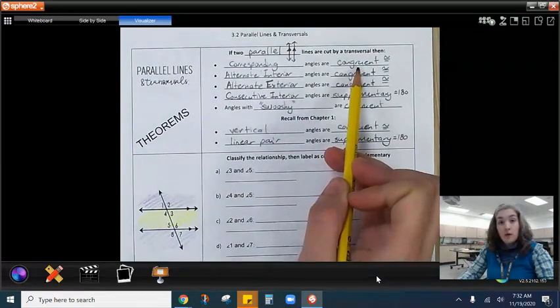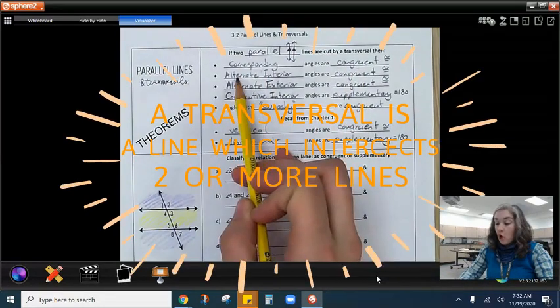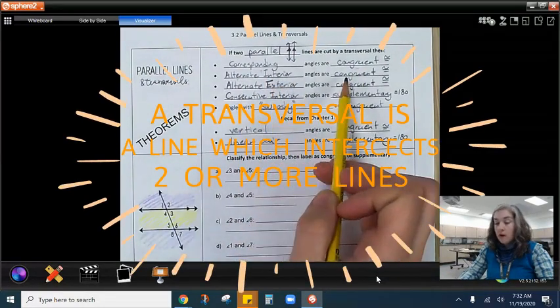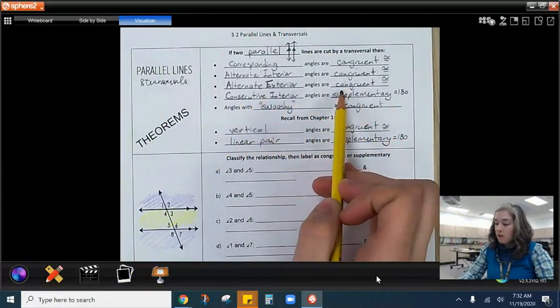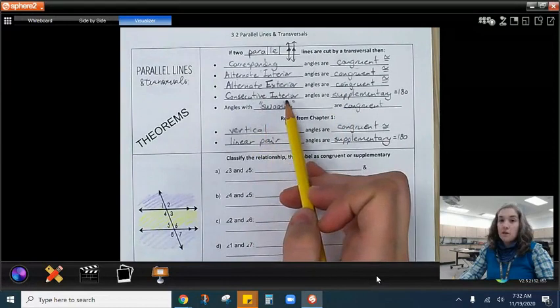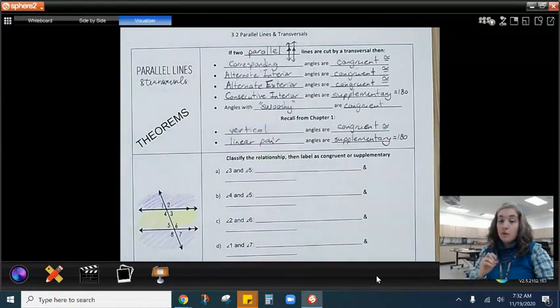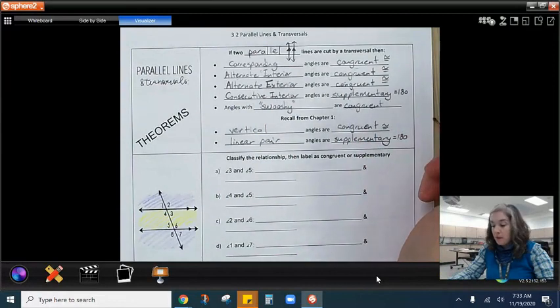Corresponding angles are going to be congruent. Alternate interior angles are going to be congruent. Alternate exterior angles are going to be congruent. Consecutive interior angles, this one's a little different. Those ones are going to be supplementary.